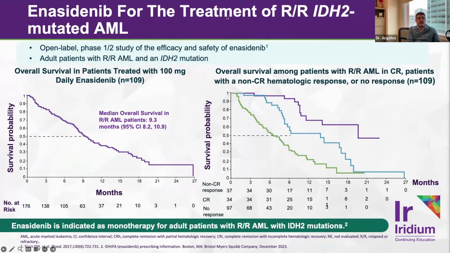Enasidenib here is for relapsed refractory IDH2 mutated AML. This is the data that was initially published in the phase 1/2 study that enrolled about 239 patients. 170 of these people had relapsed refractory IDH2 mutated AML, heavily pretreated patients with either induction or Aza-Ven. And you can see here that the median overall survival for patients that got single agent enasidenib was on the order of about 9 months.